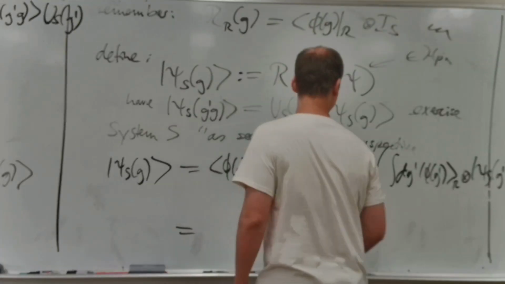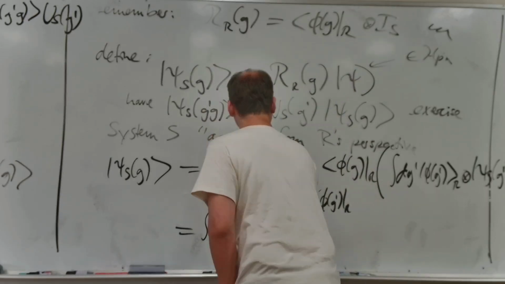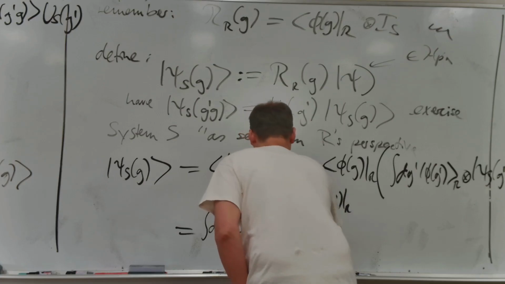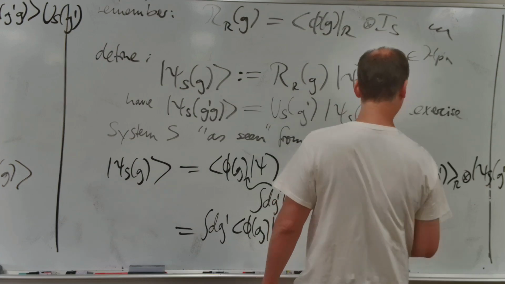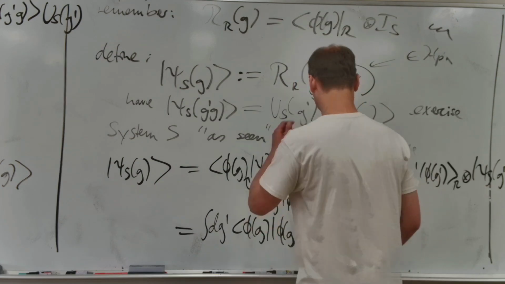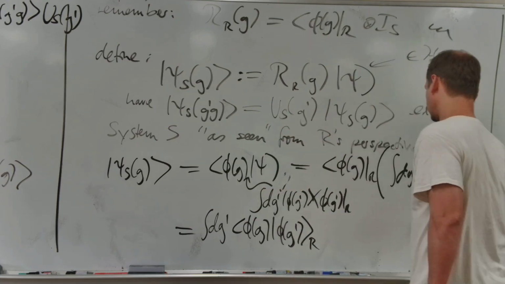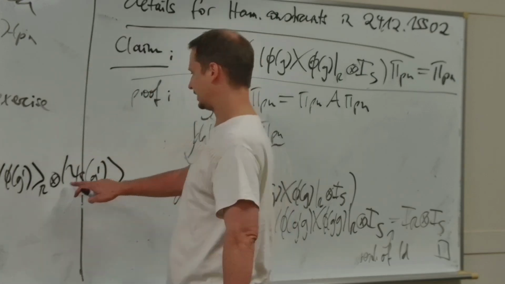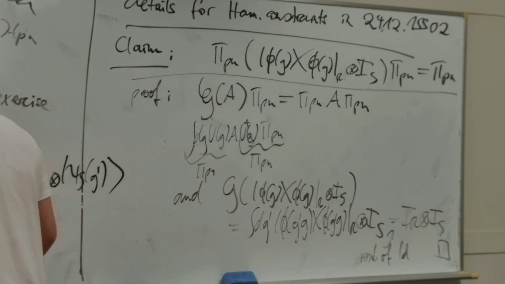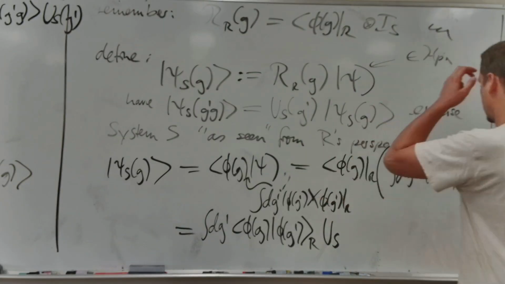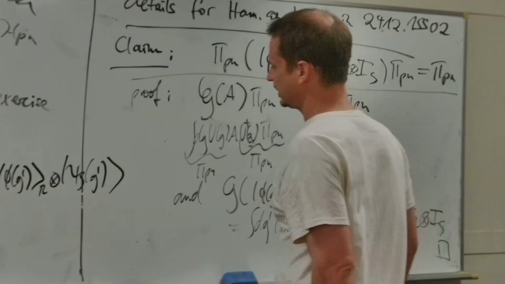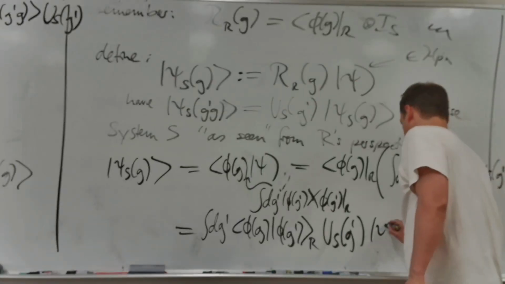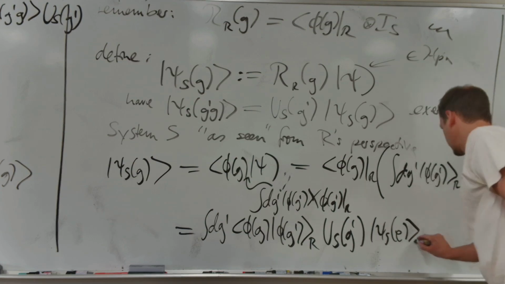So this means in particular, we have dg prime, phi of g, phi of g prime, R. And then here I can make use of this covariance and I can pull this out again here. So I can write this as psi S of g prime, yeah, why not? Does that help me with what I want to do? Psi S of e. Right.